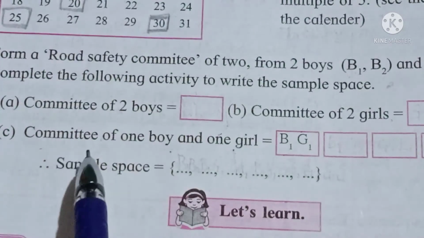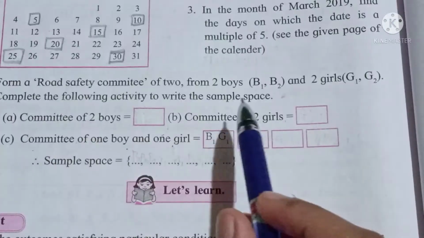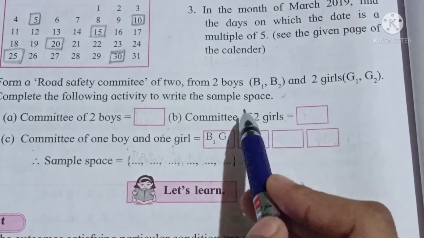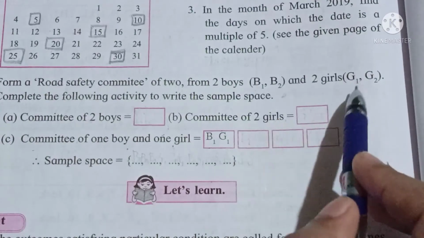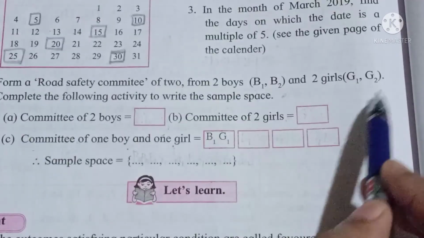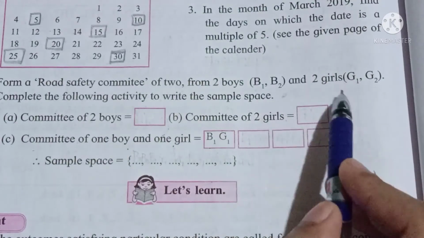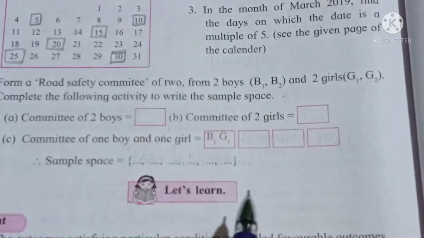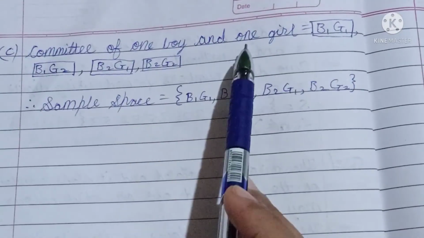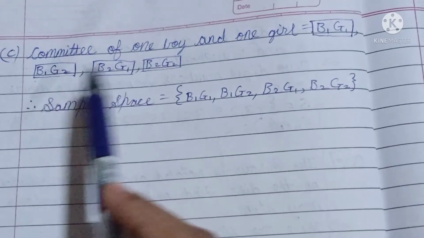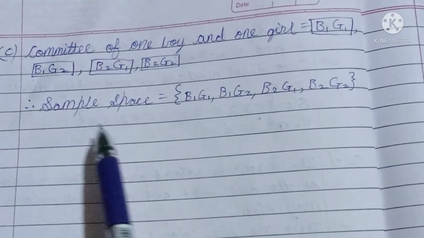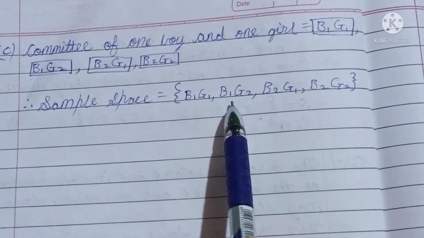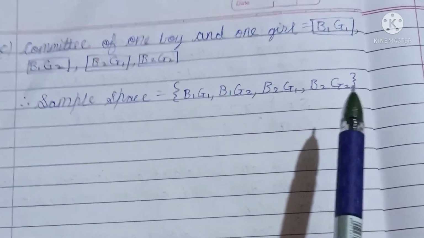Now in part C, we are asked to form a committee of 1 boy and 1 girl. Means the committee should consist of 1 boy from these 2 boys and 1 girl from these 2 girls. So the possibilities of forming a committee are, first boy will form a committee with the first girl and the same first boy will form the committee with the second girl. Now the second boy will form the committee with the first girl and the second boy will form the committee with the second girl. So in the solution they will write, for a committee of 1 boy and 1 girl, the possibilities are B1 G1, B1 G2, B2 G1, B2 G2. Now the same thing we will represent in the form of curly bracket for sample space, that is B1 G1, B1 G2, B2 G1 and B2 G2.